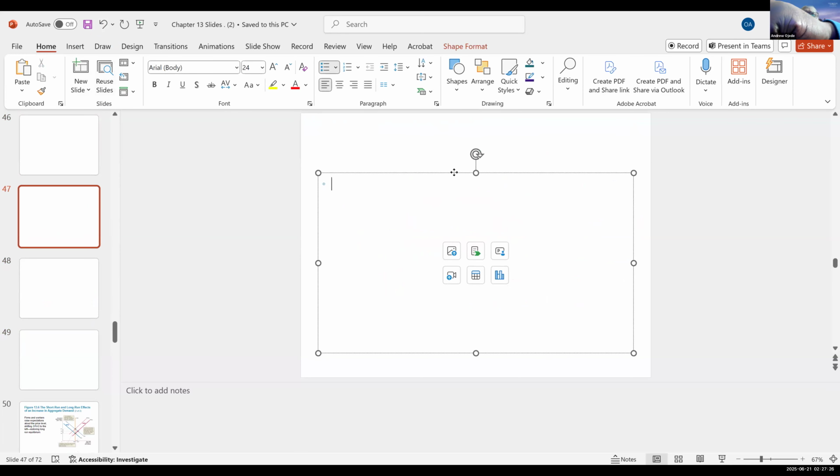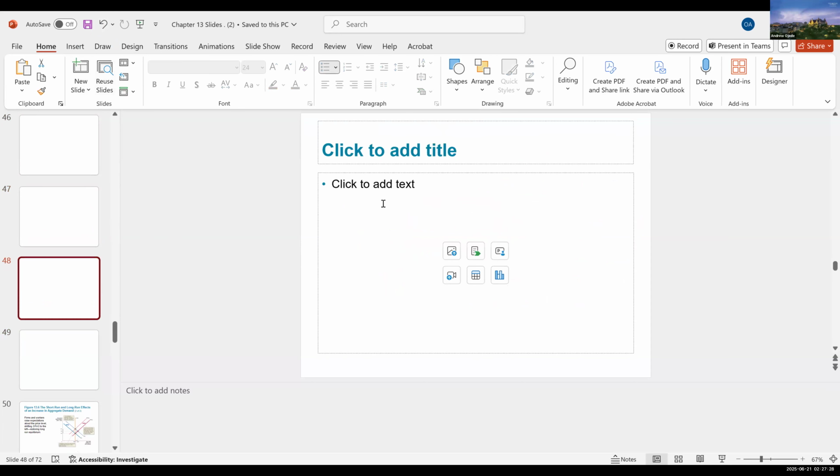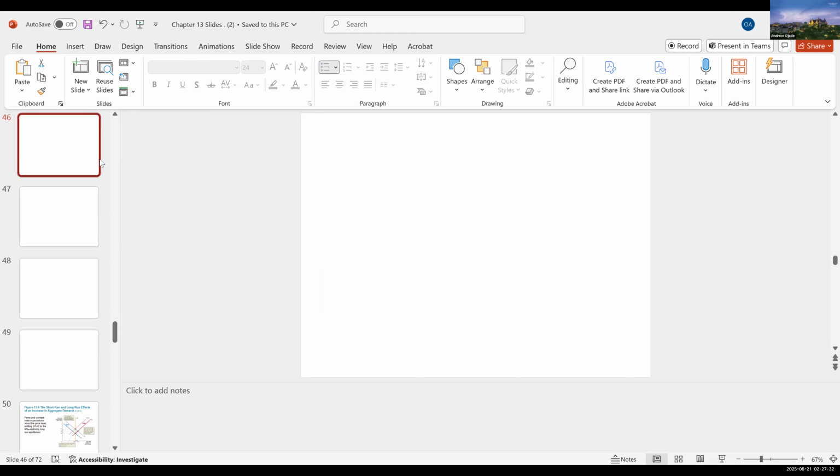Okay, so let's talk about supply shock, a negative supply shock. That's the worst case scenario. You don't want the economy to be hit by a negative supply shock. So let's talk about negative supply shock.